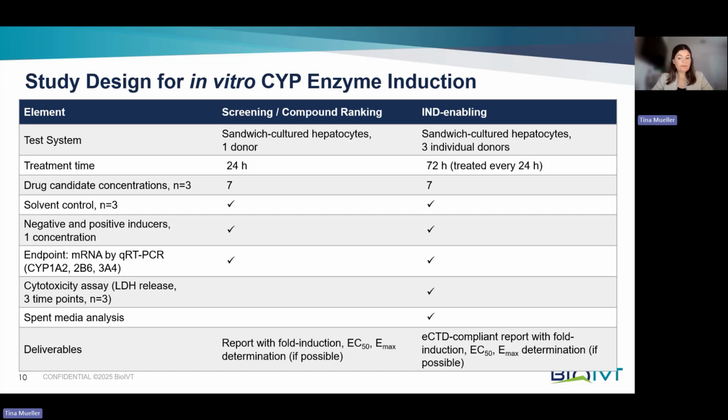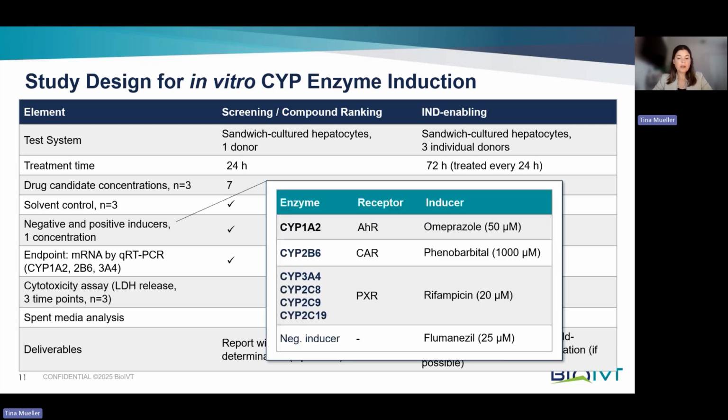The treatment time with the drug is either 24 or 72 hours, and for the longer treatment time, the drug candidate is added every 24 hours. Typically, we recommend 7 concentrations and 3 replicates. And of course, proper controls are performed. 1 solvent control and negative and positive inducers are included at 1 concentration as shown here. These are the prototypical inducers.